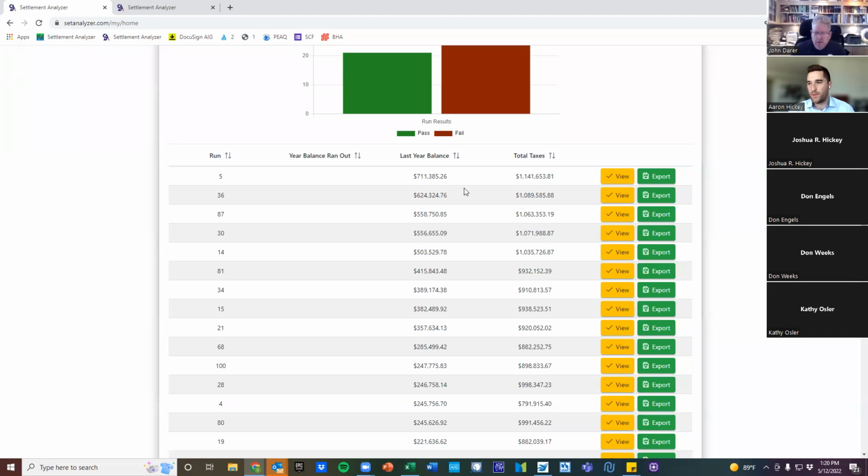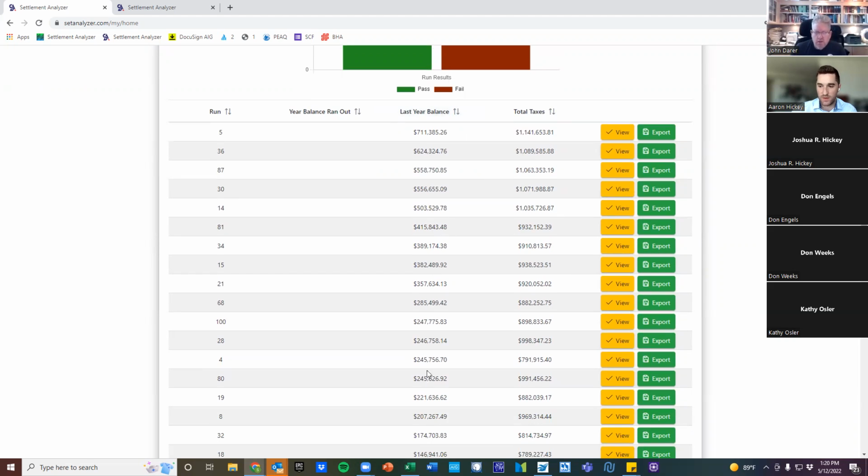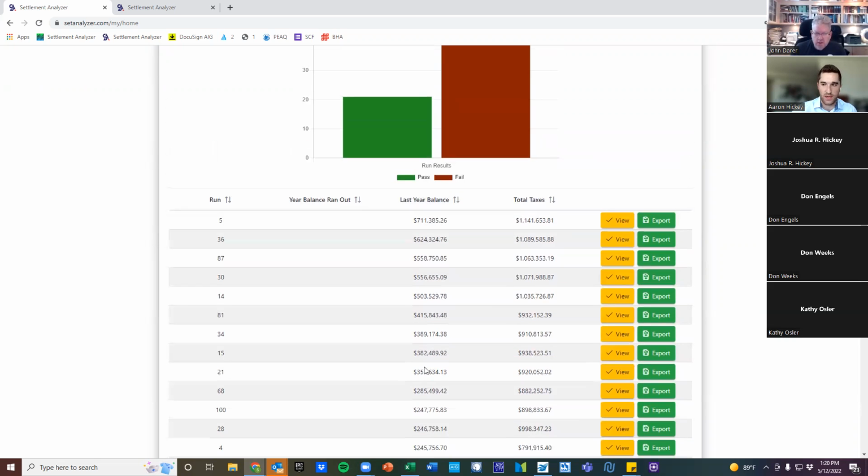And what I want to draw your attention to are a couple factors. This column here, this last year balance, again, at the end of the 60-year duration, what we're looking at is the amount of money that was in that account after those 60 years. So in some scenarios, there are substantial funds still left in this account.